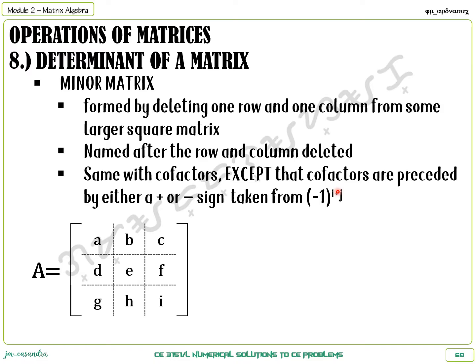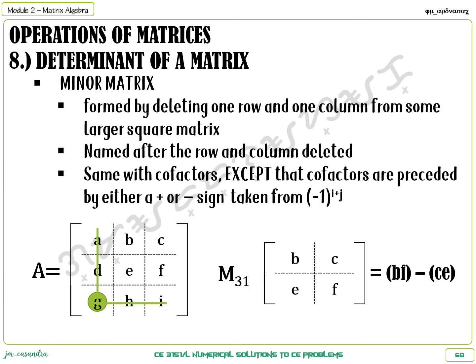So let's review. Given matrix A with the following elements, the minor matrix for, let's say, element G, which is element A3,1, will now be taken by deleting its column and its row. It will now be equivalent to B, C, E, and F, which are the remaining values. And the determinant of the minor matrix is simply equated as B times F minus C times E.